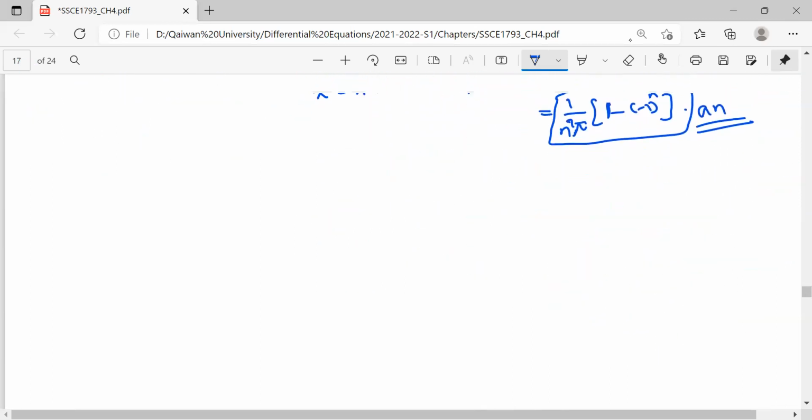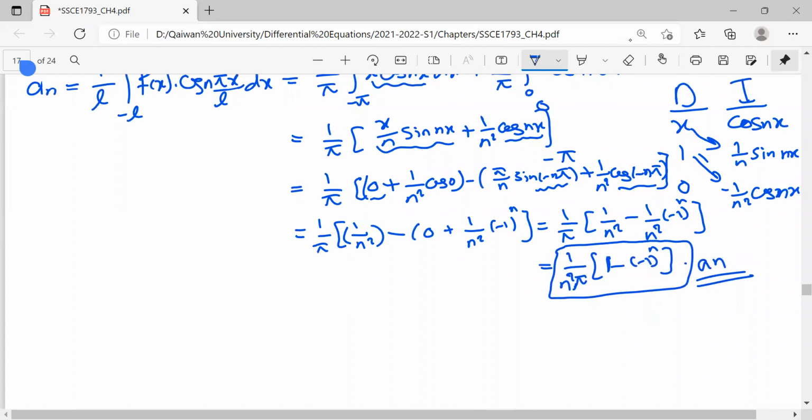Now we should find bn. For bn, we do the same. Bn equals 1 over L integration from minus L to L for f of x times sine n pi x over L. But here the function is 2 parts. It's a piecewise function, and we use the interval for each one. 1 over L is 1 over pi integration from negative pi to 0.